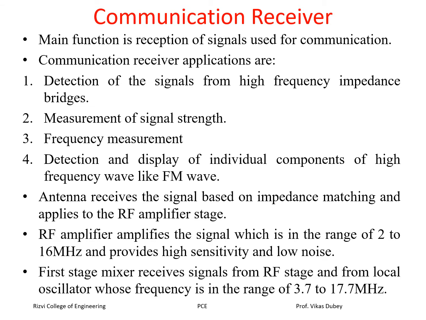Then this signal is given to the first stage mixer. The first stage mixer receives signals from the RF stage and from the local oscillator. So the mixer is going to receive two signals: the signal coming from the RF stage and the signal coming from the local oscillator, whose frequency is in the range of 3.7 to 17.7 megahertz.